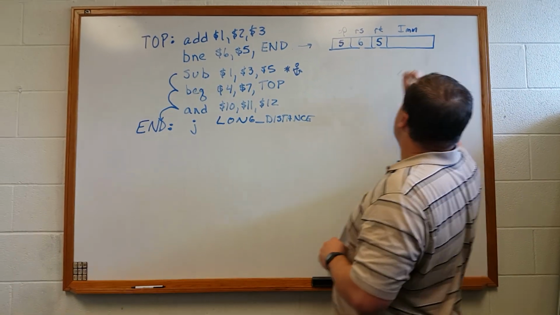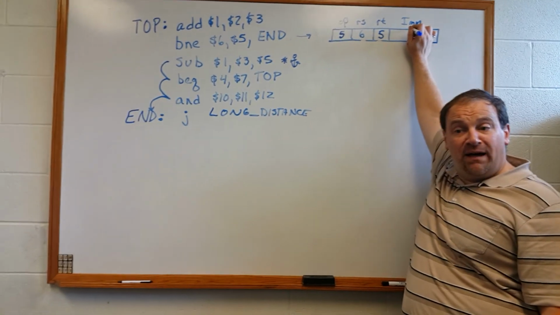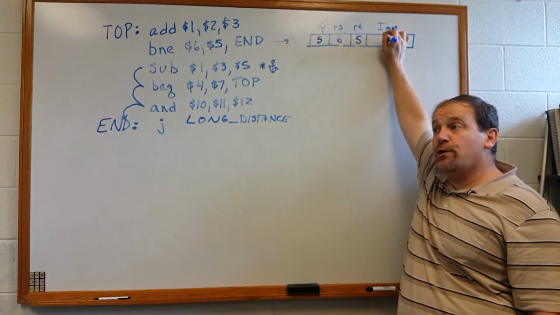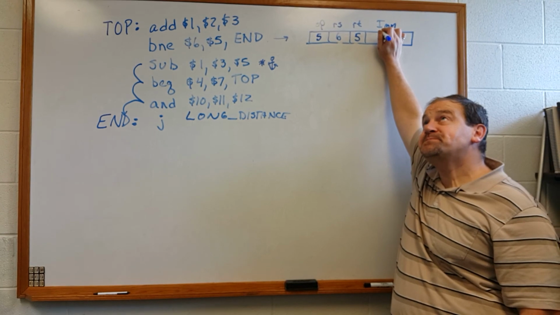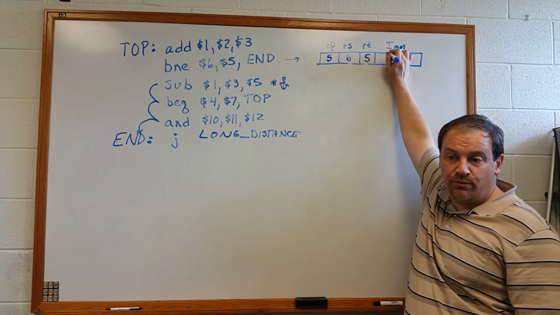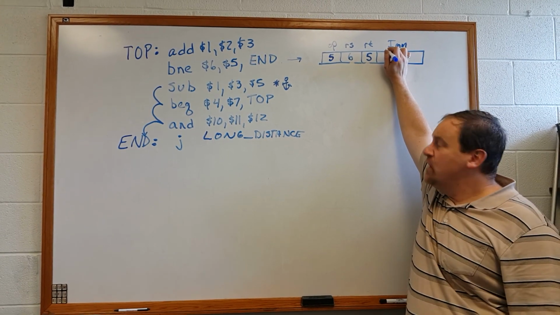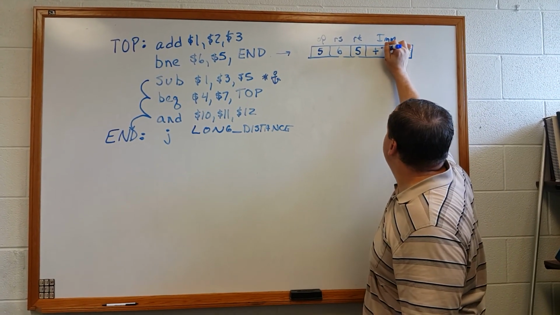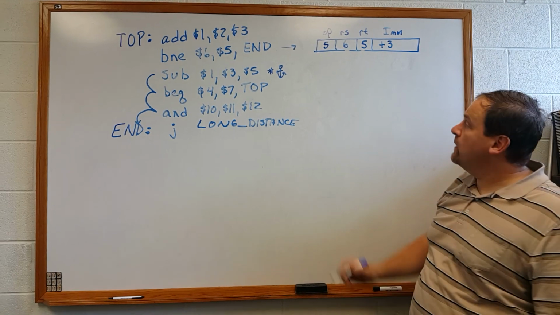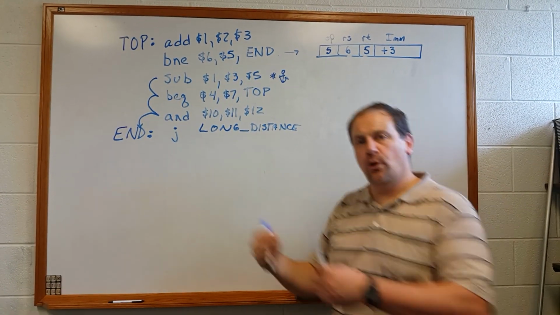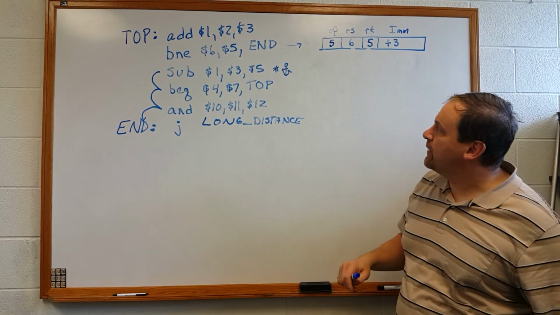1, 2, 3. Now that's going to be 12 bytes. But in order to increase our distance that we can branch, we don't put a 12 here. We put number of instructions. So I'm going to put a positive 3 in there because I am going forward. Forward is positive, negative is backward.